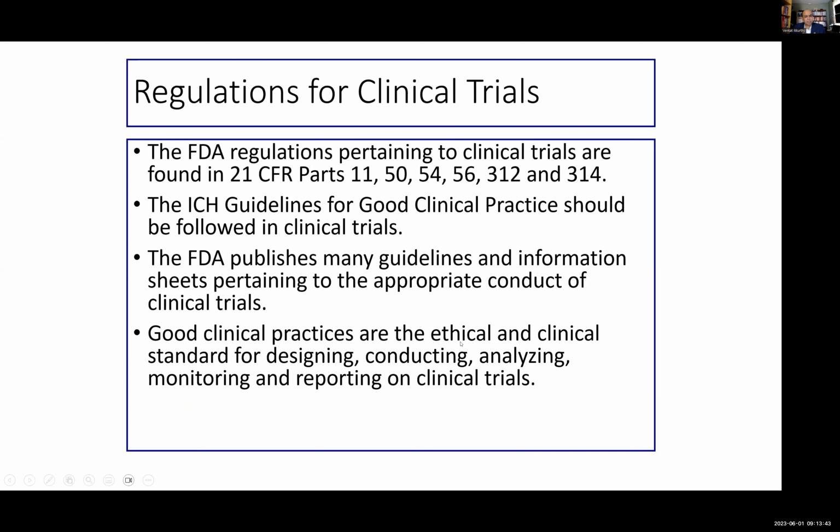Good clinical practices are the ethical and clinical standards for designing, conducting, analyzing, monitoring and finally reporting on clinical trials. All these things are required for sure. That's the reason, how we are designing a study, some statistics knowledge is required. How we are conducting a study. How we want to analyze, analyze means statistical analysis is required. How we want to report in clinical trials, some programming knowledge is required for reporting clinical trials.